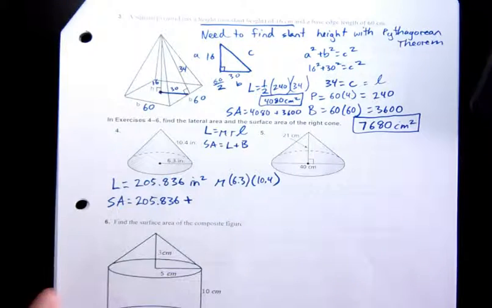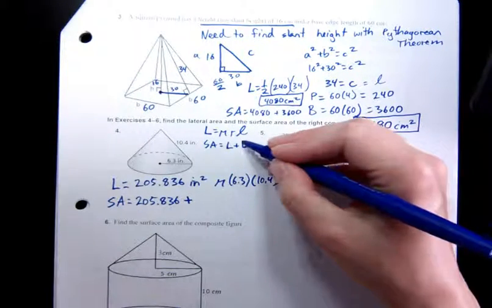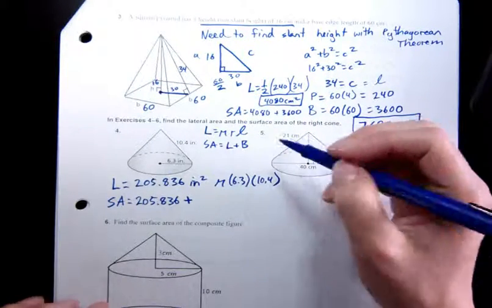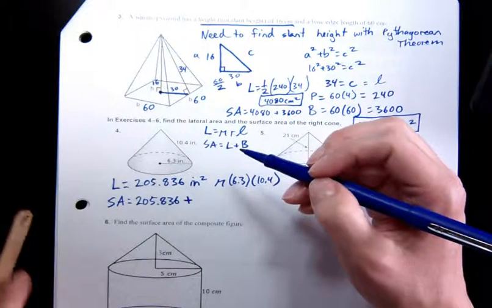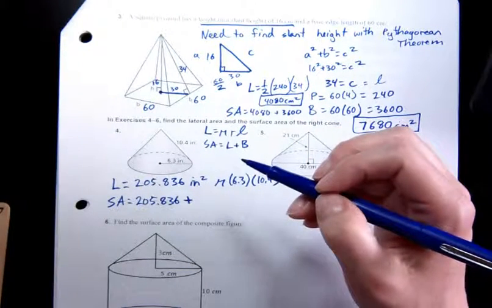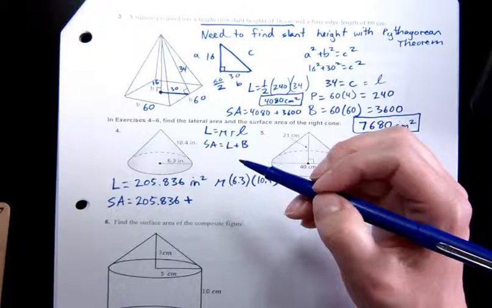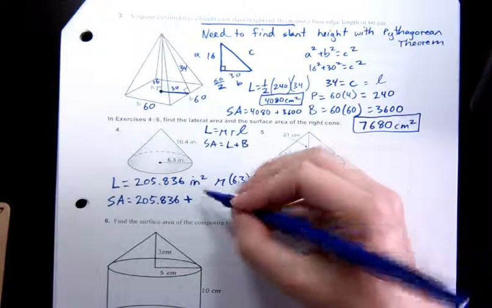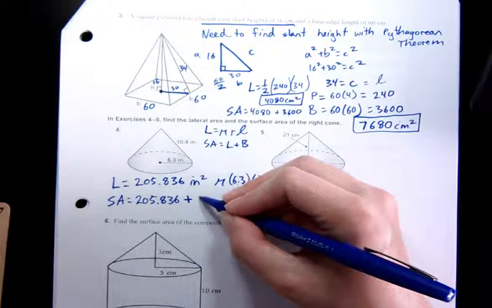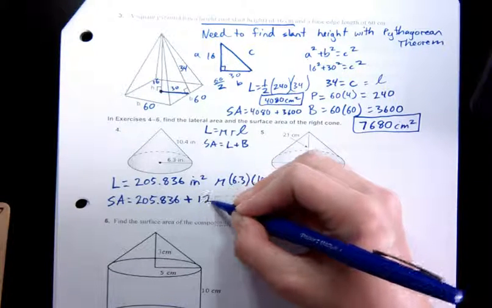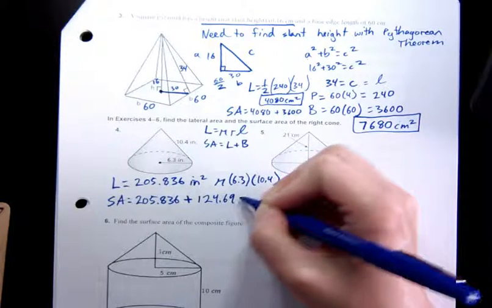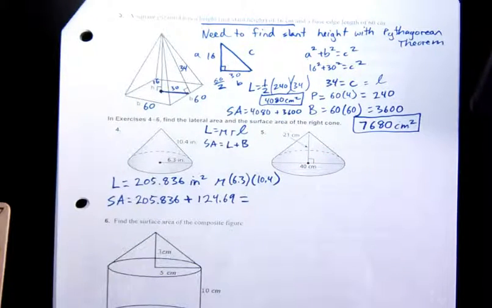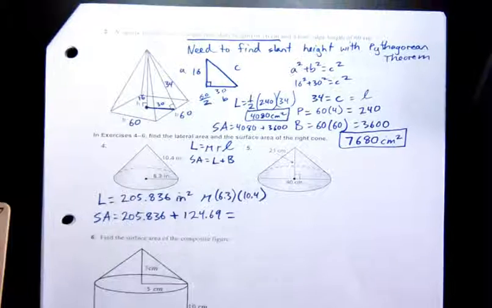For the surface area, you have to add the base. Did you get the base yet? No. Can you get the base real quickly? 124.69. Let me try to get the base real quick. The area of the base? And then when we add it all together, what does it become? 330.527.